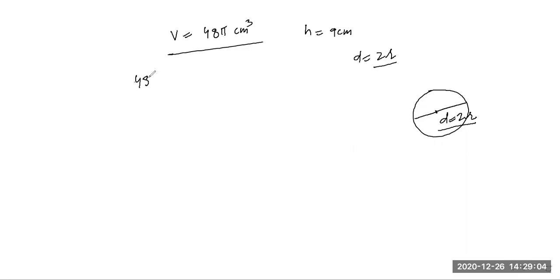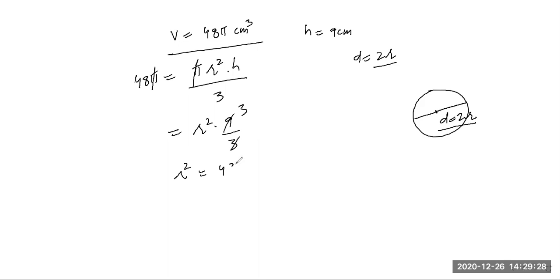So 48 pi is given, equal to pi r square h divided by 3. Very simple. Pi cancels with pi. h is 9. So this is equal to r square into 9 by 3, so this will be 3. So r square will be equal to 48 divided by 3, that is 16. So r is very simple, 4. Diameter will be 2r, that is 8 centimeter.